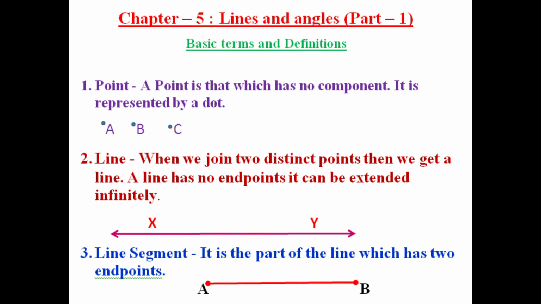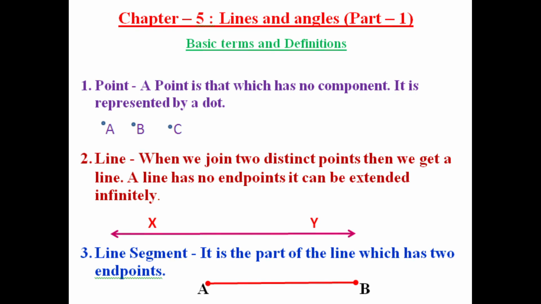Clear? So here you see both ends have an arrow mark, which means it can be extended infinitely. So remember children, a line has no endpoints. It can be extended infinitely.